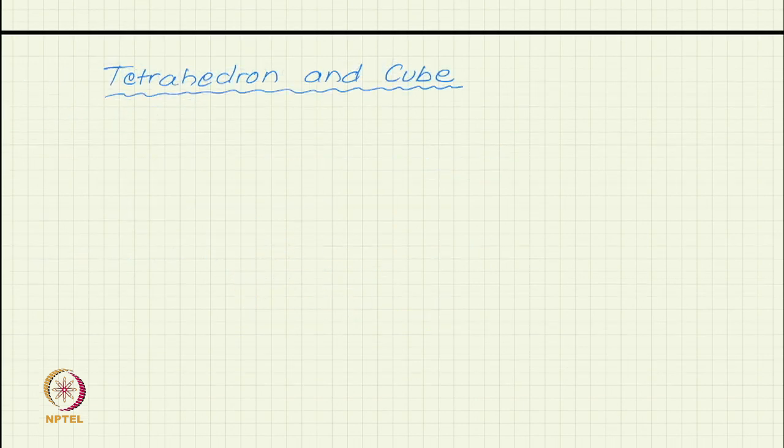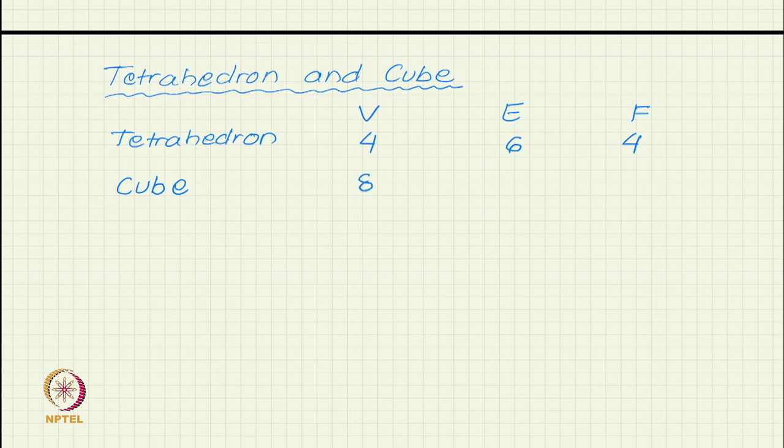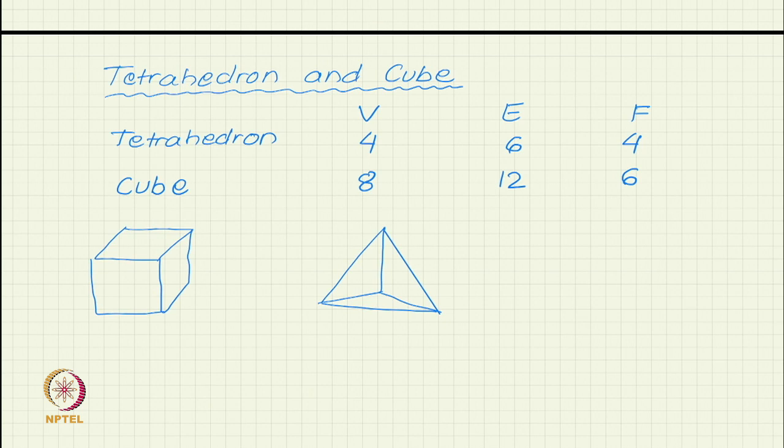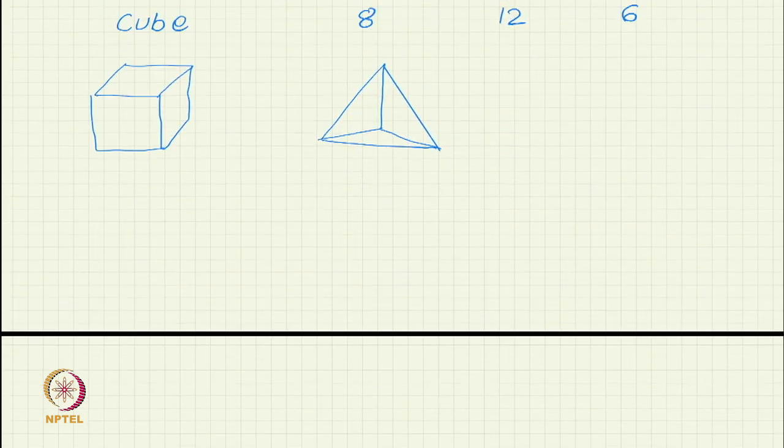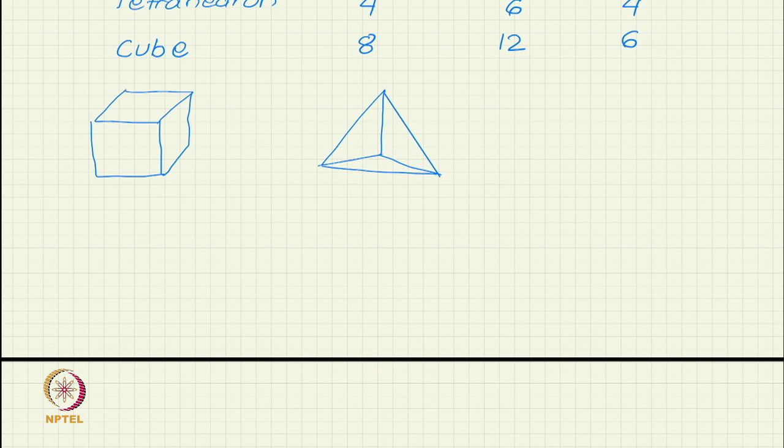Tetrahedron and cube are related. So, tetrahedron has 4 vertices or 4 corners, 6 edges and 4 faces. The cube has 8 vertices, 12 edges and 6 faces. But if you draw them independently, the two do not appear to be related, but they have a very interesting relationship. So, what is the relation? Anyone? How is tetrahedron related to cube?